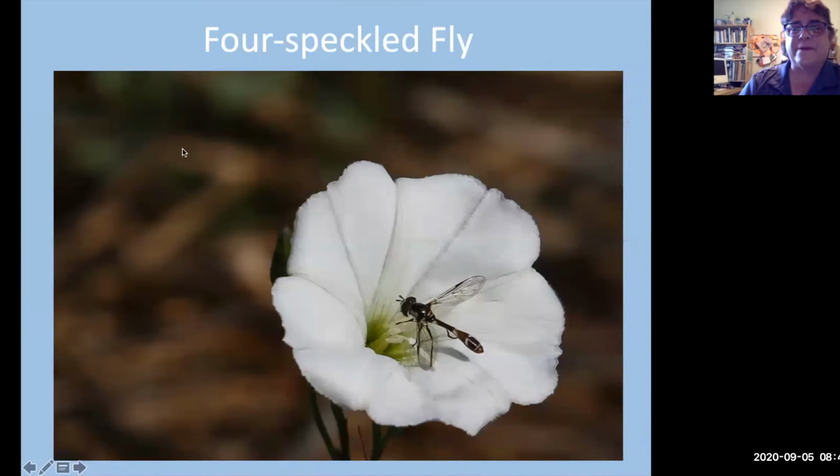This is a 4-speckled fly. This is a convolvulus plant. This is about the size of a quarter, so you can imagine how small this one is. Thank goodness I have a really nice camera to do this with. It's a little point and shoot G16 Canon.